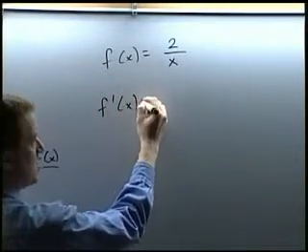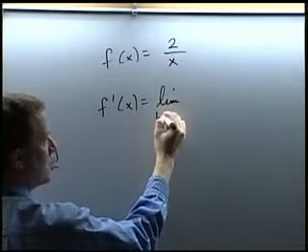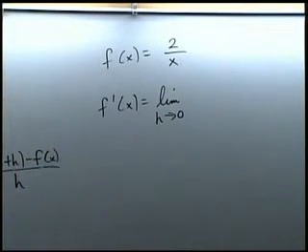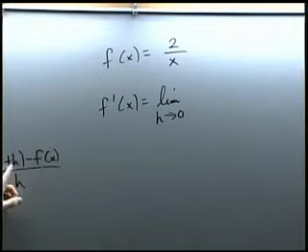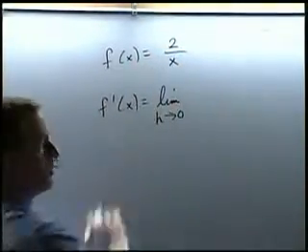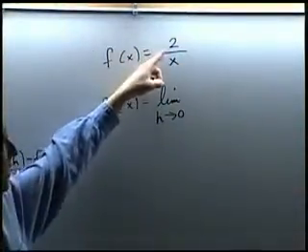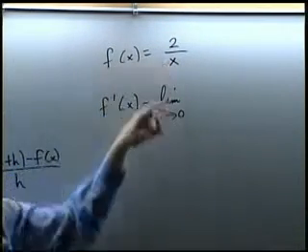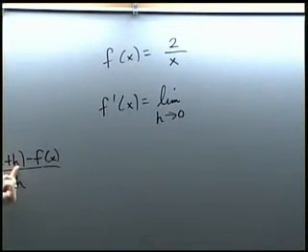f prime of x, we're going to calculate this difference quotient limit. Limit as h goes to 0. What is the function evaluated at x plus h? This is the function evaluated at x. I'm just going to take 2 divided by whatever my number is. So what's the function at x plus h? 2 divided by x plus h.